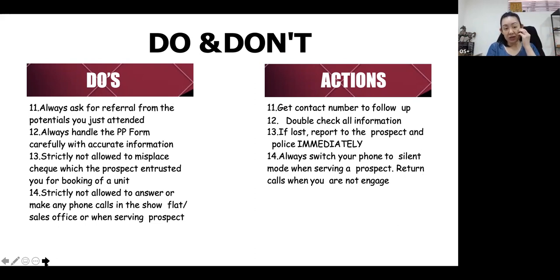I'm not sure about developers. Developers sometimes have the same thing with the form. If lost, then we need to report. Strictly not allowed to misplace the cheque. You might say, hey, how to misplace? I tell you, a lot of agents, first-time agents, second-time agents also are like that. After they collect the form and everything, they come back happy. Then after that, they open up their file. Oh no, where's the cheque? It's gone, you know. Few of our seniors also made this mistake before.